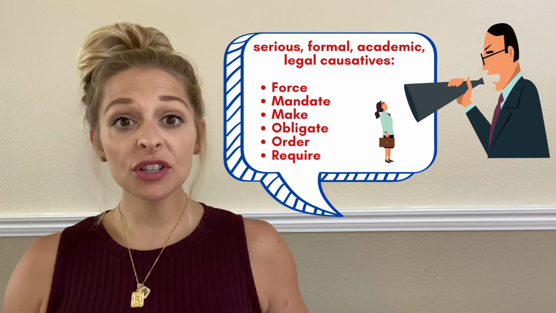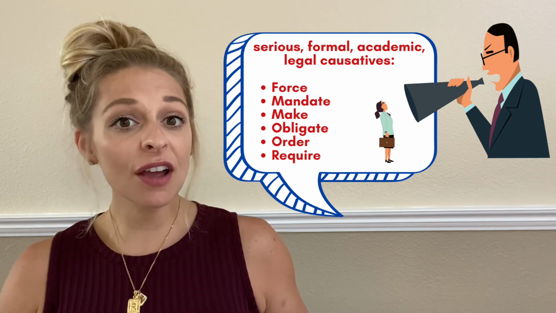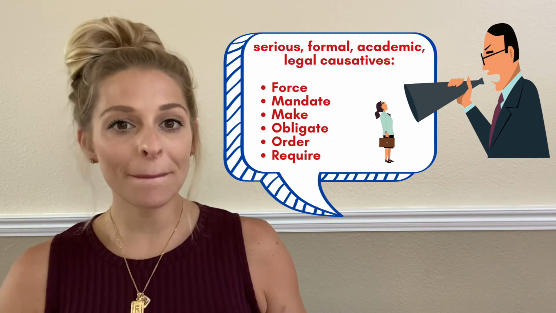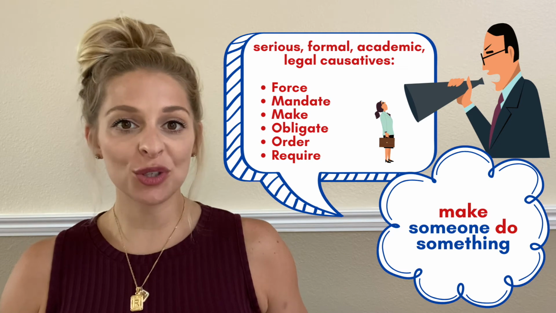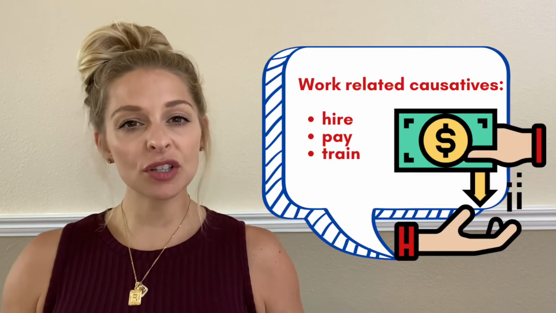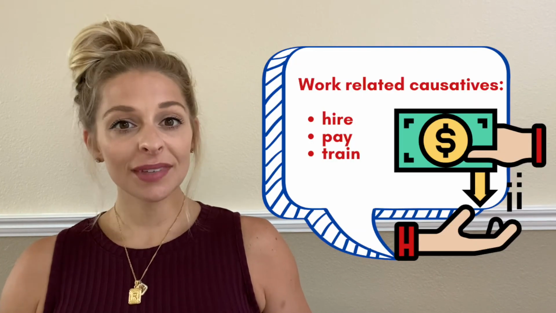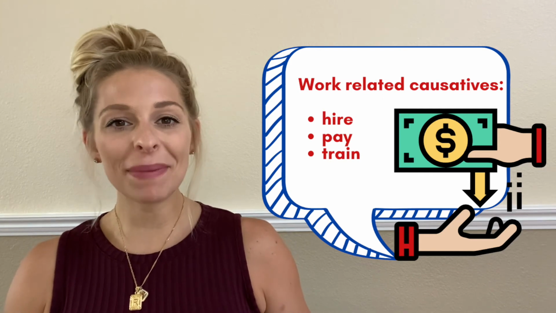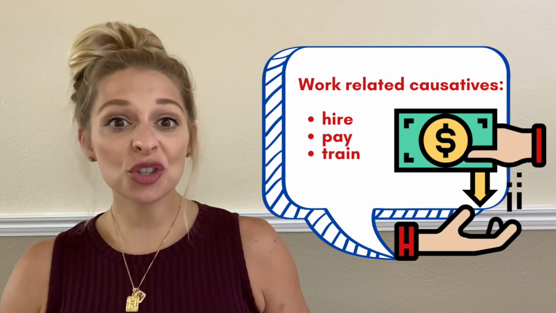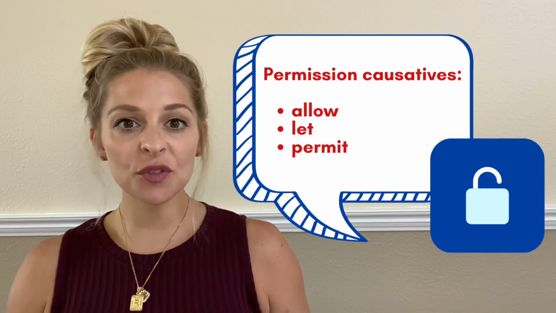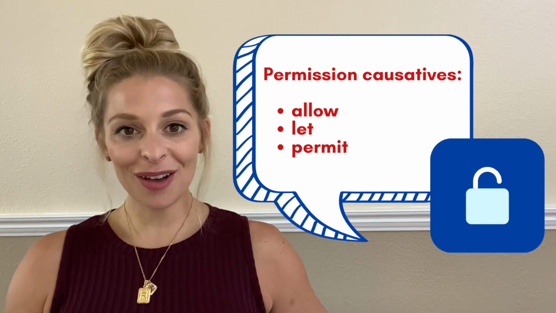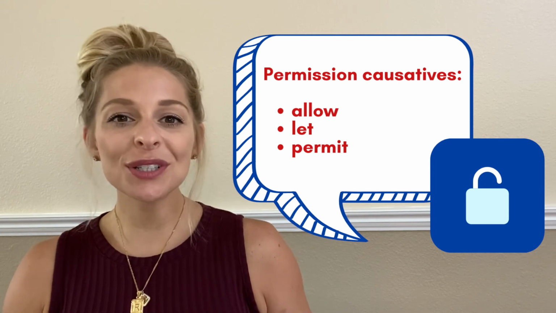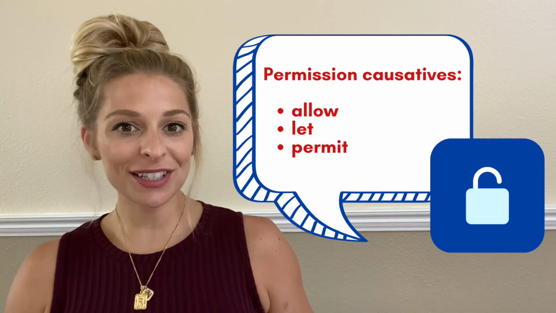And just a reminder, all of these use the infinitive after it, except for make. Make will take the base verb after it. Make someone do something. Then we have some kind of work-related causatives, like hire someone to do something, pay someone to do something, and train someone to do something. And then lastly, we've got some causatives related to giving permission. For example, allow someone to do something, let someone do something, and permit someone to do something.